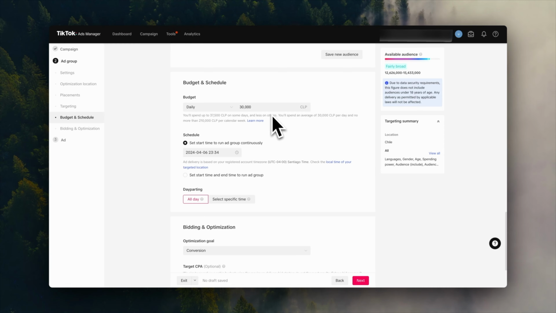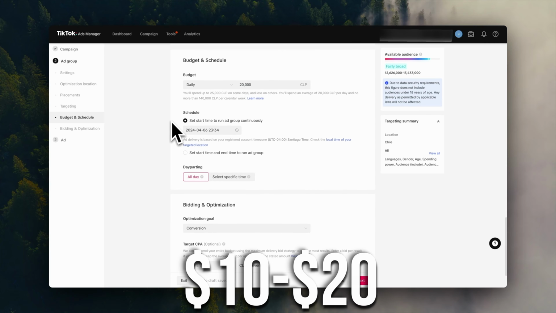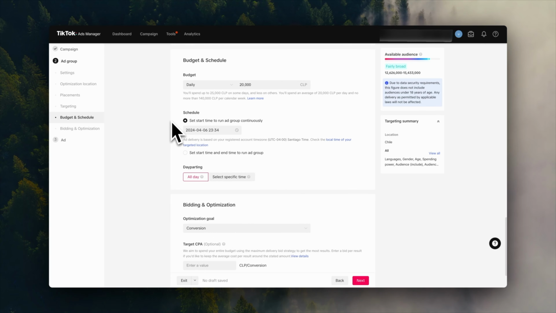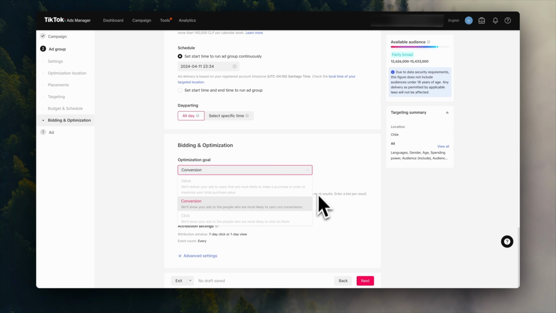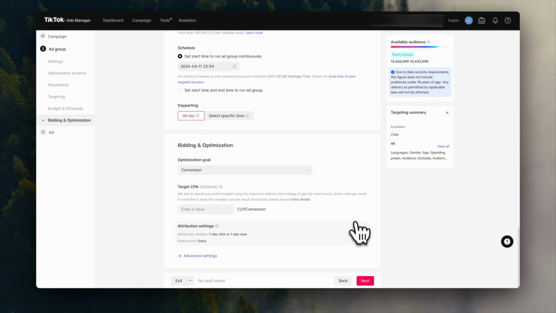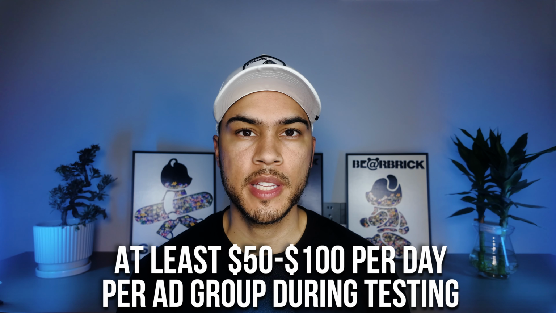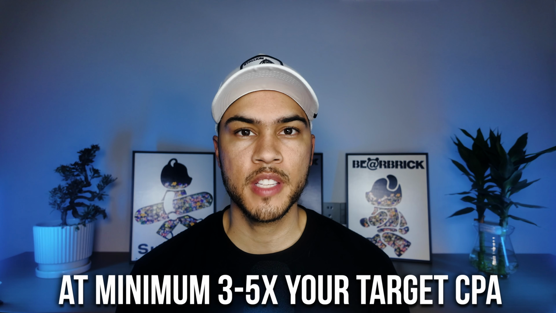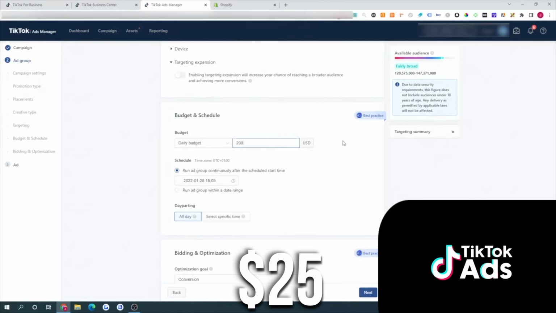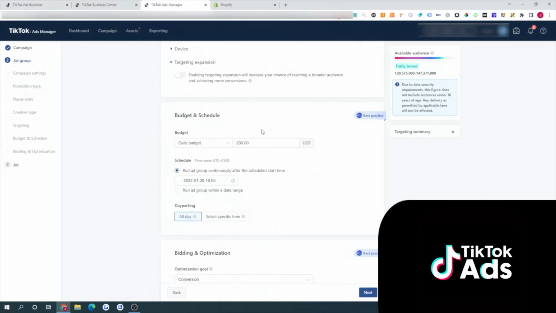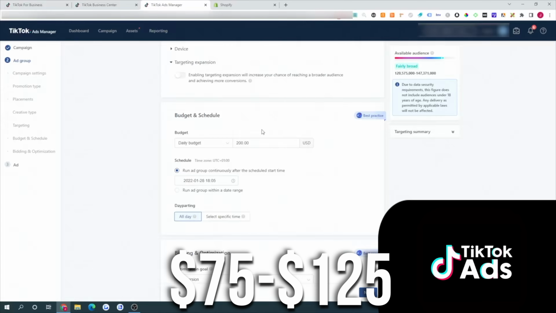TikTok's algorithm needs enough data to optimize. If your daily budget is extremely low, like $10 to $20, especially in competitive niches, delivery may stall. Why? Because TikTok may struggle to find conversions within that small spending window. For conversion campaigns, aim for at least $50 to $100 per day per ad group during testing, or at minimum 3 to 5 times your target CPA. If your target CPA is $25, your daily ad group budget should be at least $75 to $125.